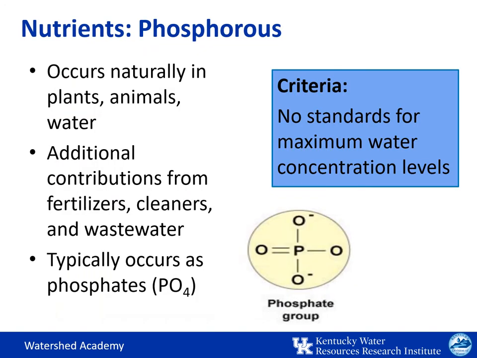Phosphorus, or P, occurs in the environment mainly as phosphates, or PO4. It is naturally limited in most freshwater systems, and therefore introduction of a small amount of additional phosphorus into a waterway can have adverse effects. In Kentucky, especially in the central region, we have bedrock and soils that have higher levels of background phosphorus, which can affect nutrient balances in our waterways and prompt algal blooms when there are influxes of nitrogen. Additional contributors to phosphorus include fertilizers, cleaners, and wastewaters.